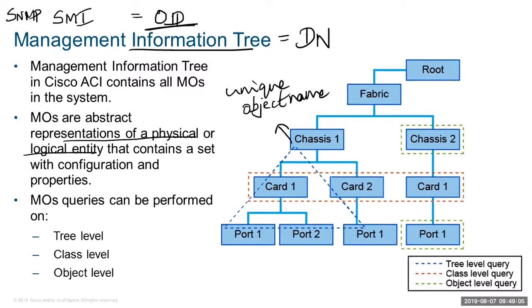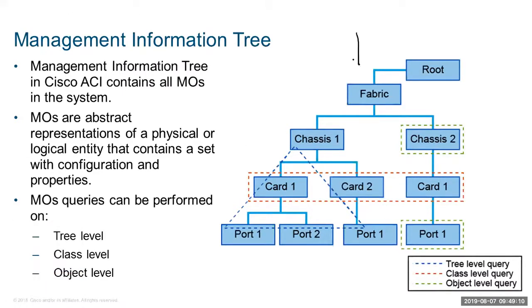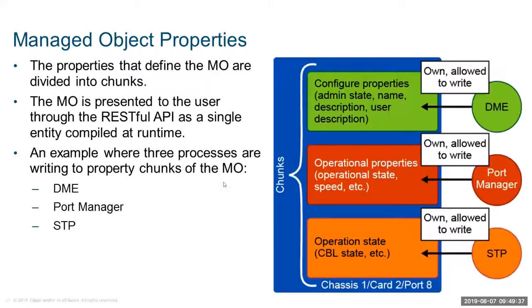Okay. So you can do queries. You can say, show me all chassis. Or show me all ports. Or show me chassis 1, card 1, port 1. That means I'm saying, show me a particular object. Okay. You can actually say, show me the entire tree. Start with the root.